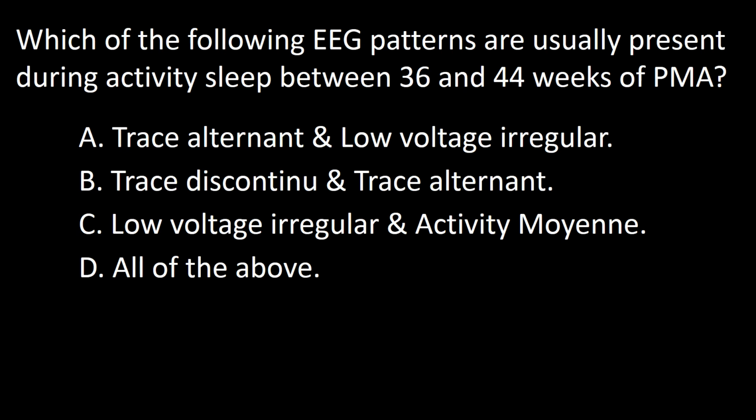Next question. Which of the following EEG patterns are usually present during active sleep between 36 and 44 weeks postmenstrual age? A. Tracé alternant and low voltage irregular. B. Tracé discontinu and tracé alternant. C. Low voltage irregular and activité moyenne. D. All of the above.